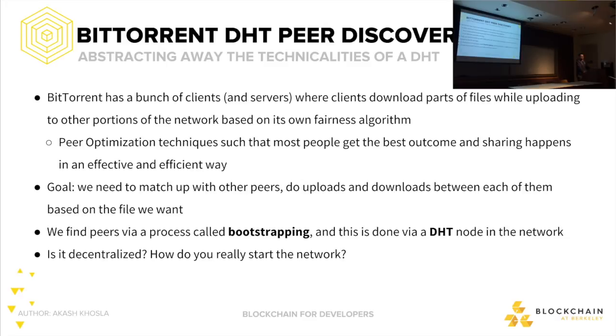So you might do that, right? If you do that, BitTorrent, the other clients on the network, will see that, and they'll basically throttle your speed. So the goal is that we need to match up with other peers, do uploads and downloads based on the file we want, and we find peers through this process called bootstrapping, and this is done via multiple DHT nodes that are in the network.